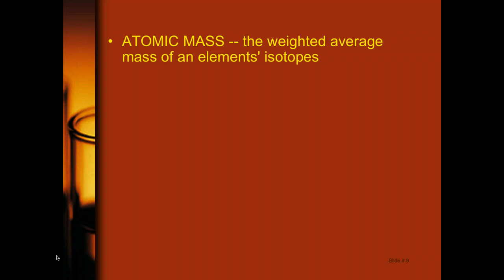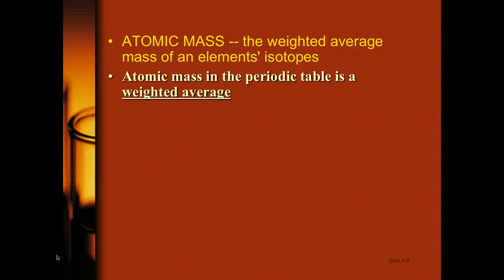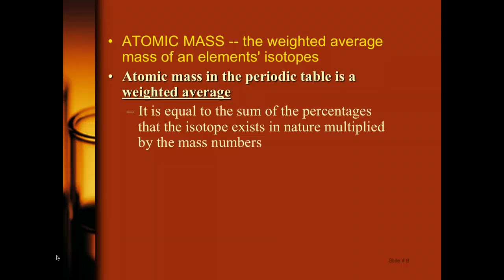Okay, moving on. Atomic mass. This is the weighted average mass of an element's isotopes. This is what's on the periodic table. It's always a decimal on the periodic table, and it's always the calculation of all the known isotopes. The average mass of all the isotopes. And it is a weighted average based on percent abundance. It's equal to the sum of the percentages that isotope exists in nature multiplied by the mass numbers. That's the fancy way to say it.